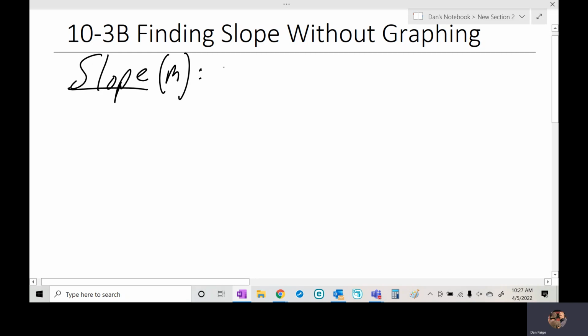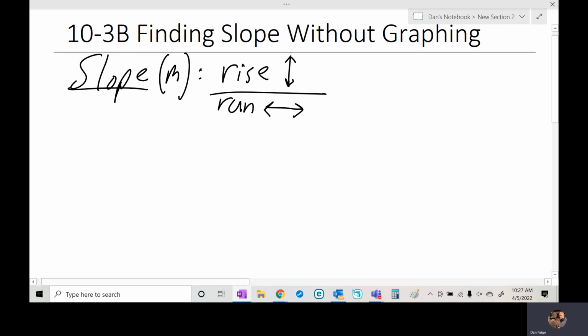So we talked about how the slope was the rise, how much it goes up and down, over the run, how much it goes left and right. And we talked about the effects, and we watched videos of what happens when there's too much rise and not enough run. And then we figured out how we can sit there and count it out.